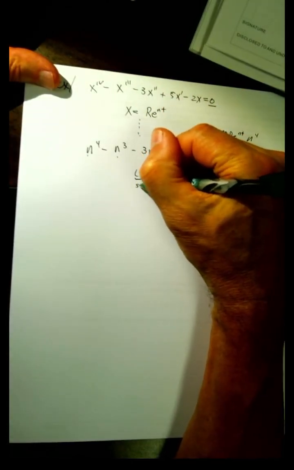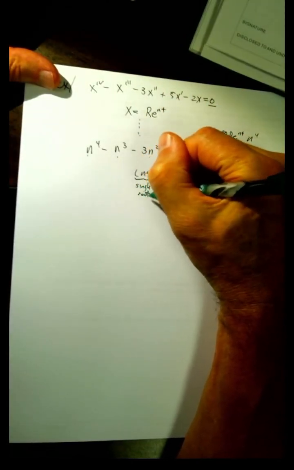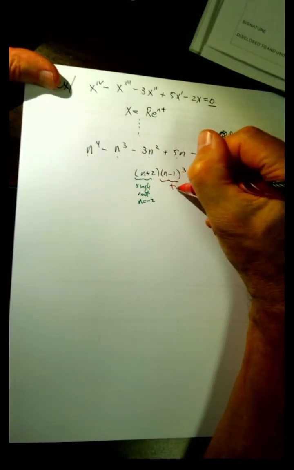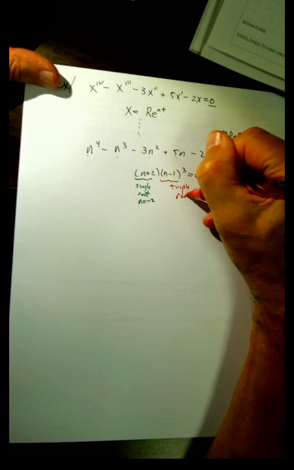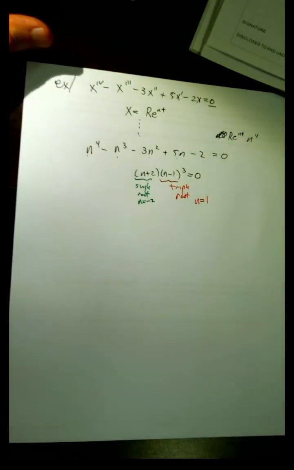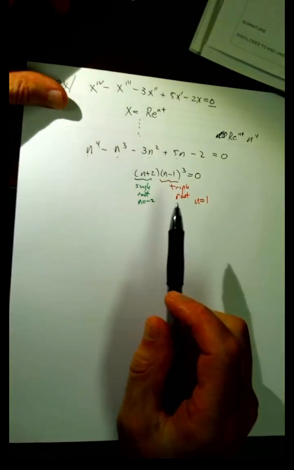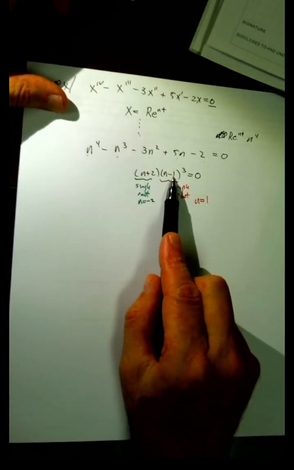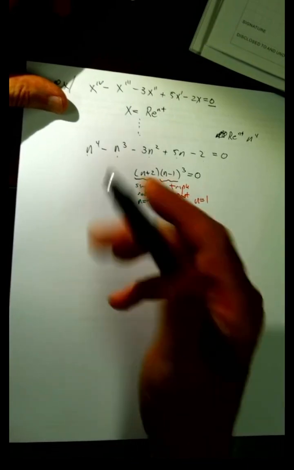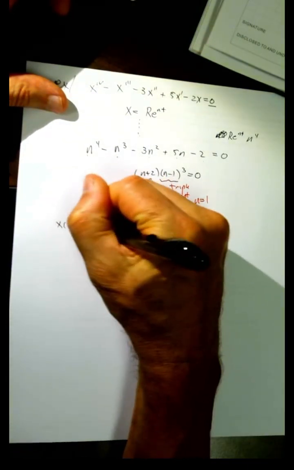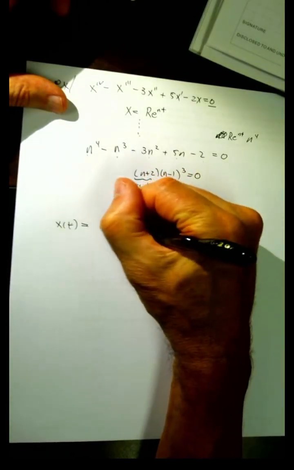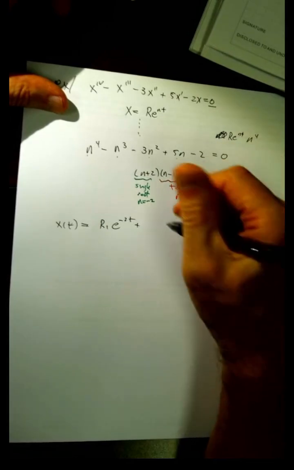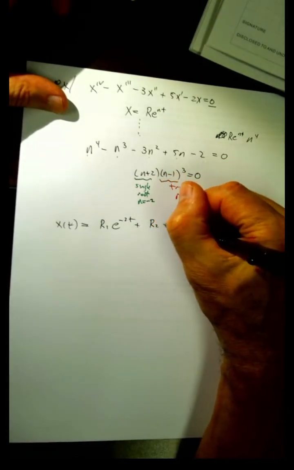This is a single root, n equals minus 2. This is a triple root, n equals 1. So I need to get 4 solutions here. This is going to give me 1, and I'm going to have to build 3 out of this because it's a triple root. So for my x of t, this single root is going to give me r1 e to the minus 2t. This n equals 1 is going to give me r2 e to the t.